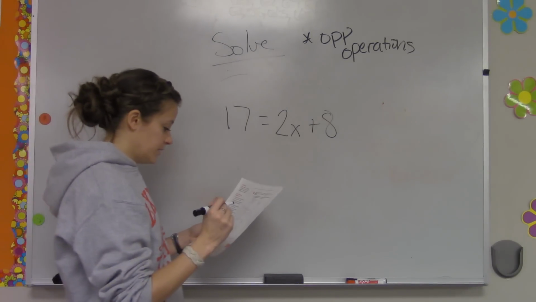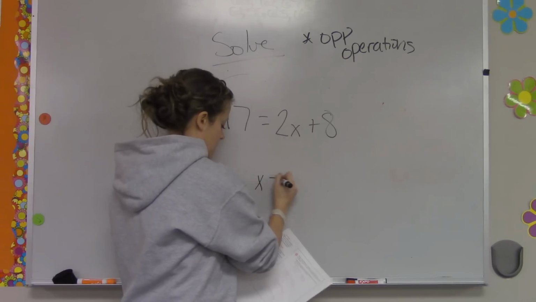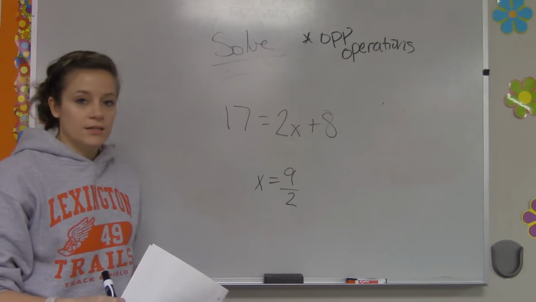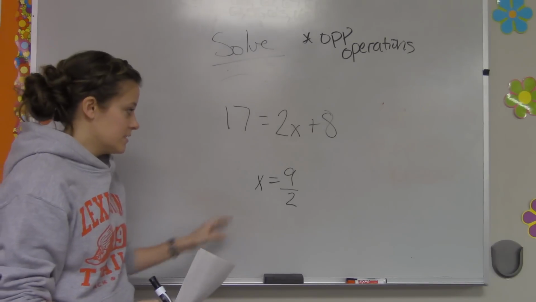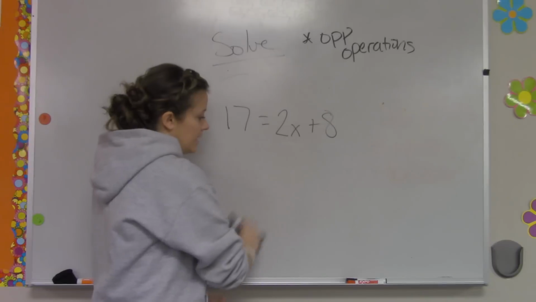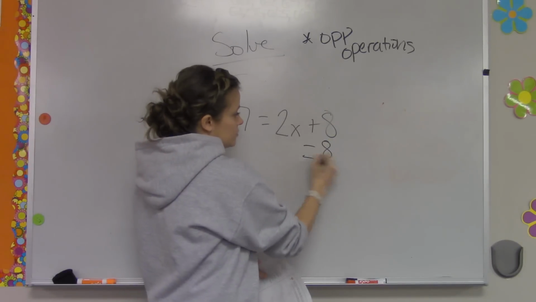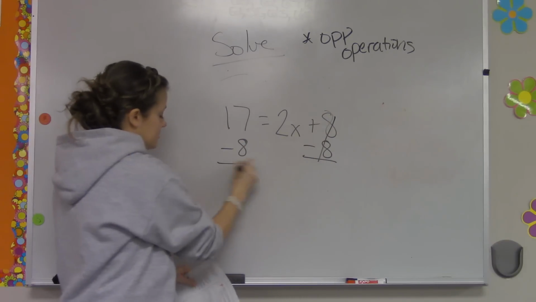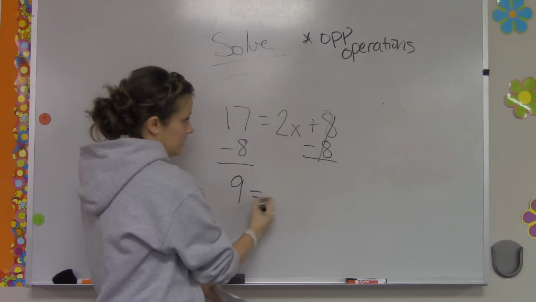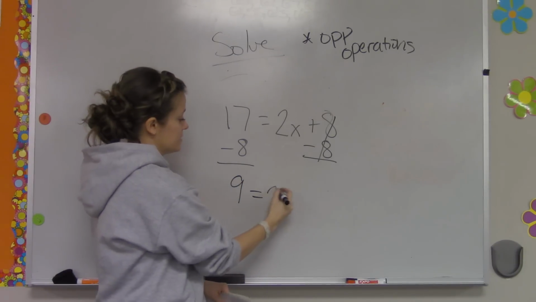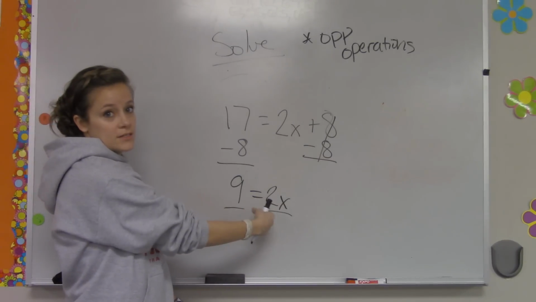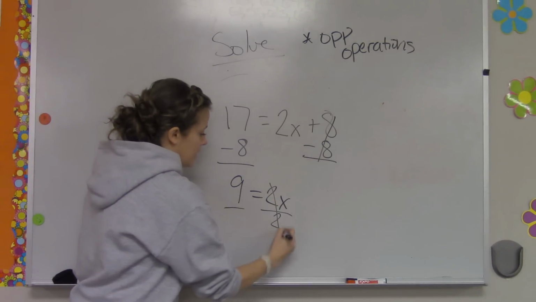Okay, so hopefully you got x equals 9 over 2, or any kind of other fraction form of this. If you did not get x equals 9 over 2, then you can continue to watch and I will show you how to get that. So you have to subtract the 8 from both sides. So 17 minus 8 is going to give you 9. And then on this side you still have 2x. Then you're going to divide both sides by 2 because the opposite operation here would be to divide.